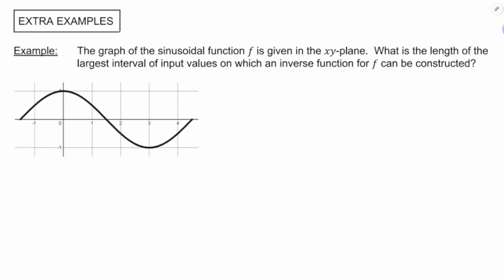All right, so here's a quick example of what I'm talking about from the back of the notes packet. The graph of the sinusoidal function f is given in the xy plane. What is the length of the largest interval of input values on which an inverse function for f can be constructed? Well, that just means we're looking for an interval on which it's either only increasing or only decreasing. That would be right here. Just go from the maximum to the minimum, or the minimum to the maximum if it's a sinusoidal function, because we know what they're up to. This is going from 0 to 3, and so that's an interval of width 3.